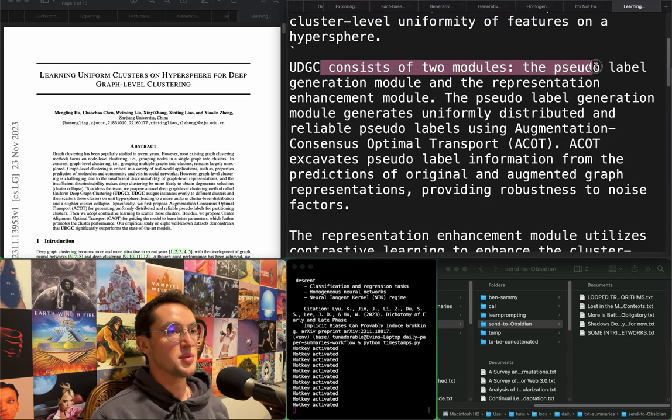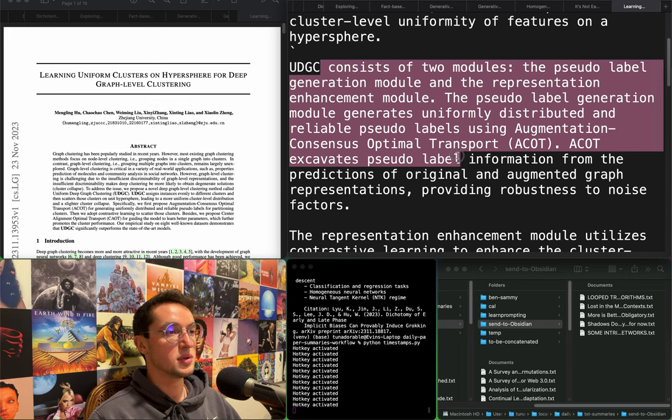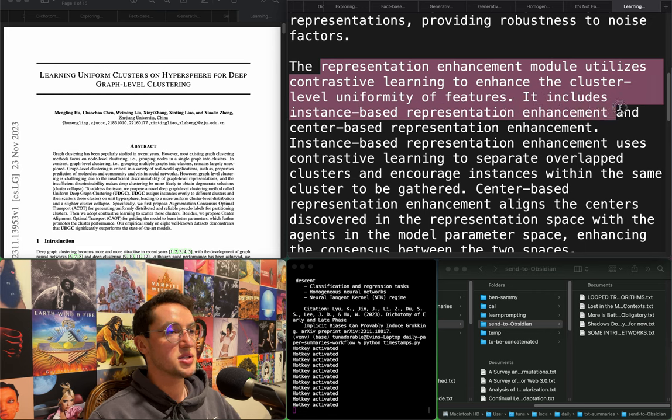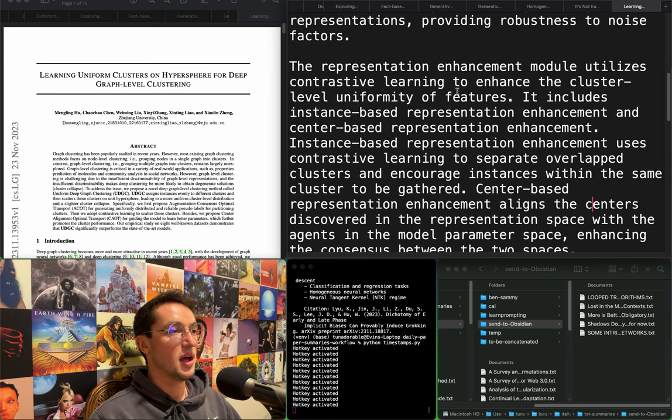It consists of two modules, the pseudo label generation module and the representation enhancement module. The pseudo label generation module generates uniformly distributed and reliable pseudo labels using augmentation, consensual optimal transport, whatever that is, and evaluates pseudo label information. I don't know what's happening here. The representation enhancement module utilizes contrastive learning to enhance the cluster-level uniformity of features. It includes instance-based representation enhancement and center-based representation enhancement. Instance-based representation enhancement uses contrastive learning to separate overlapping clusters and encourage instances within the same cluster to be gathered. Center-based representation enhancement aligns the centers. I don't know what's happening here.